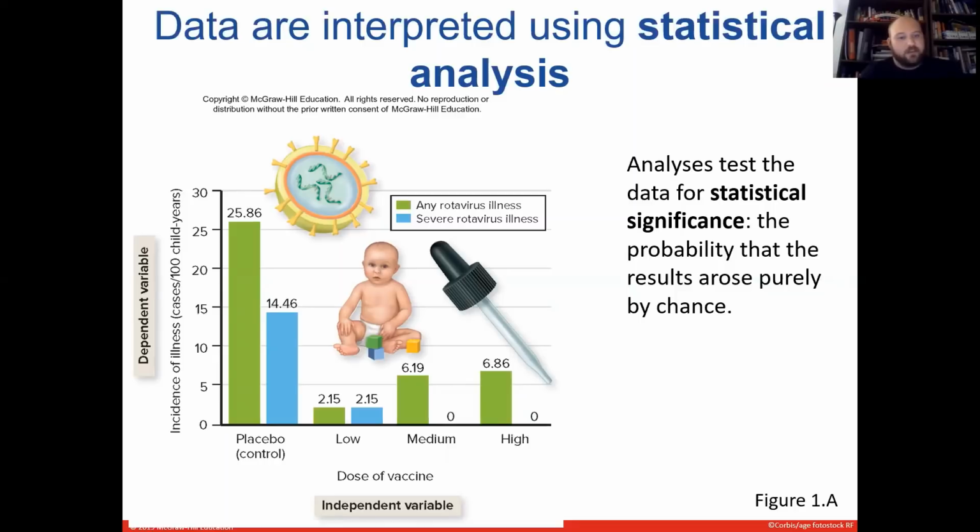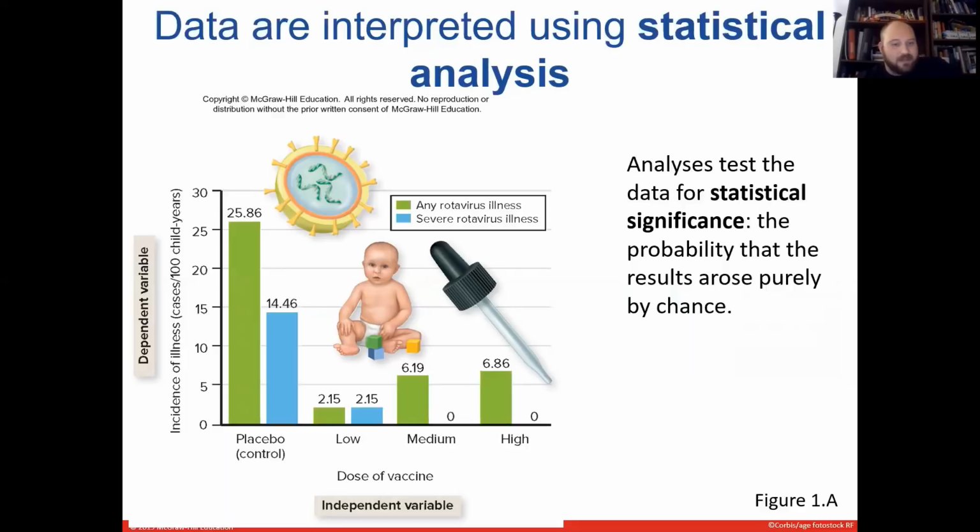So here's how we're going to interpret this. If you look where those bars are, the top of the bar is telling you how many of that particular group. Say the top left for the green placebo, it has 25.86 individuals per 100 that had any rotavirus illness, with 14 individuals having a severe rotavirus illness. Then when you get to the low dose of the vaccine, you have roughly 2 individuals that had any rotavirus illness and 2 individuals that had severe rotavirus illness.